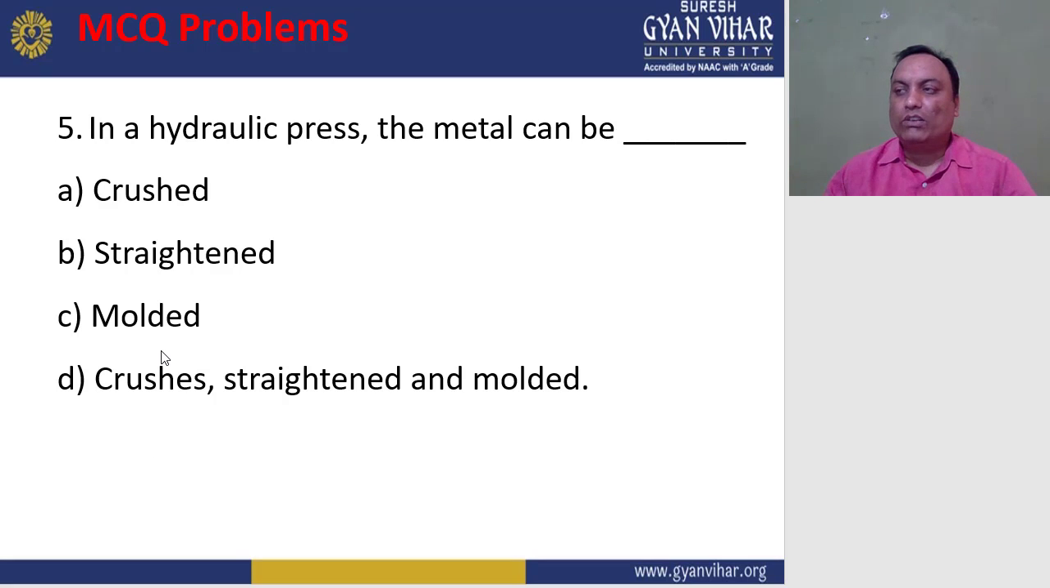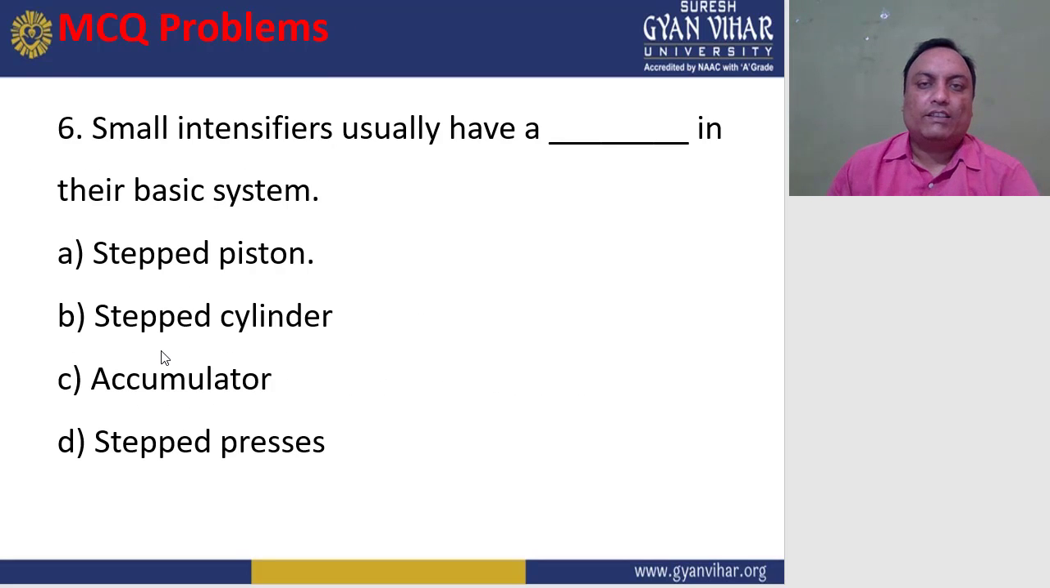In a hydraulic press, the metal can be pressed, straightened, and molded. Here D option is right, because the hydraulic press provides all the operations: pressing, straightening, and molding. And then next is the 6th question.